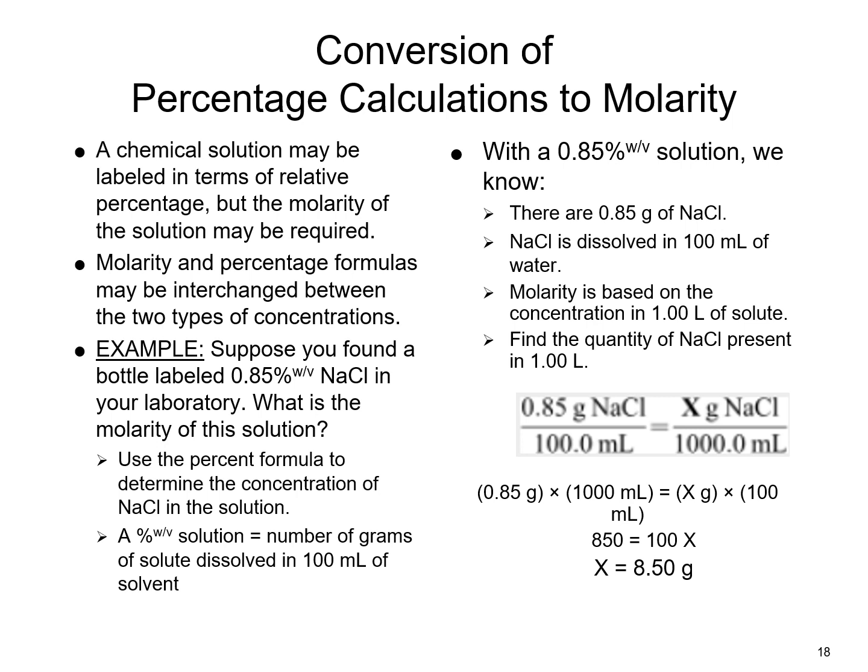Because molarity is based on the concentration in 1.00 liter, we need to determine the quantity of sodium chloride that's present in 1 liter. We can use a simple ratio formula to determine this, where we use algebra and cross multiply, and that comes to 8.5 grams.